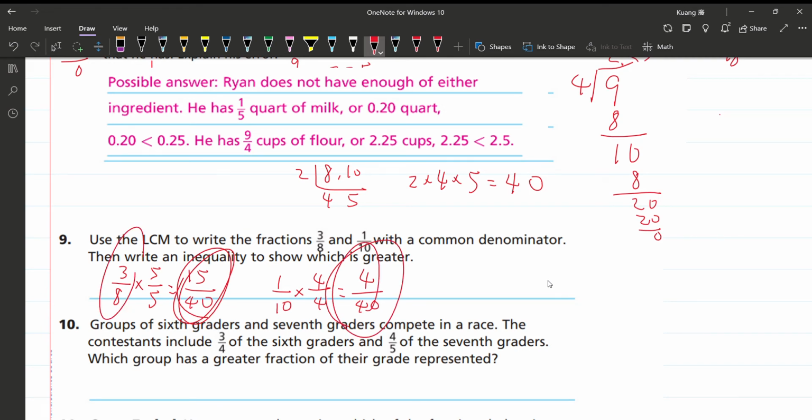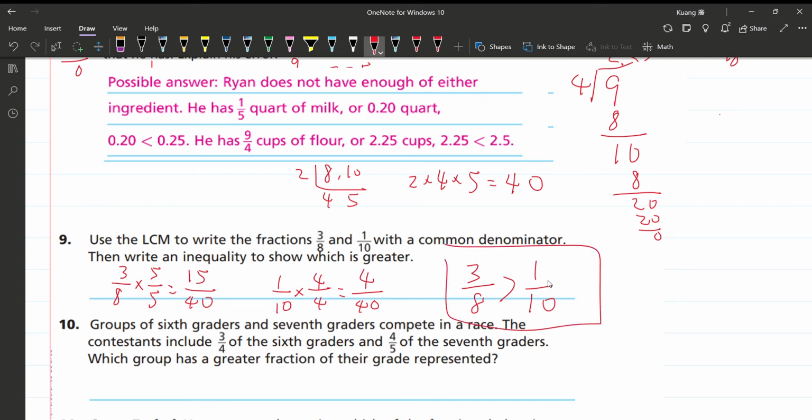That's why 3/8 is greater than 1/10. Okay, so this should be your final answer. This we call inequality. If 3x equals 5, we call this an equation, right? But something greater than some number, we call inequality.